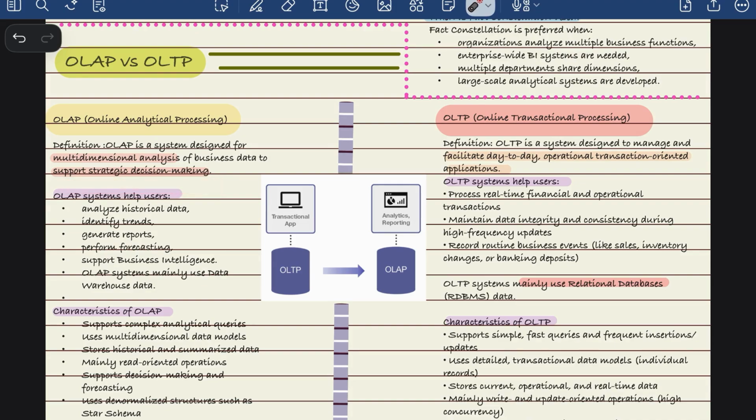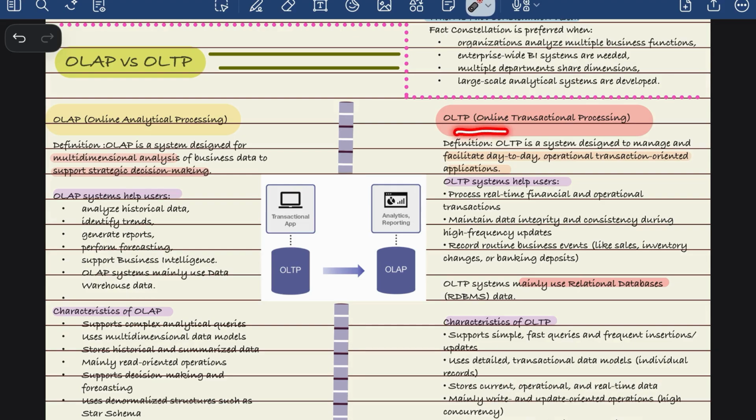So there are few systems that are created for particular things, right? So there is one, OLAP, which is particularly created for this multi-dimensional analysis. It helps to analyze the data, identify trends, perform forecasting, and the OLAP system is mainly used for data warehouses. So this system of OLAP is generally created where there are data warehouses. It is used only with those.